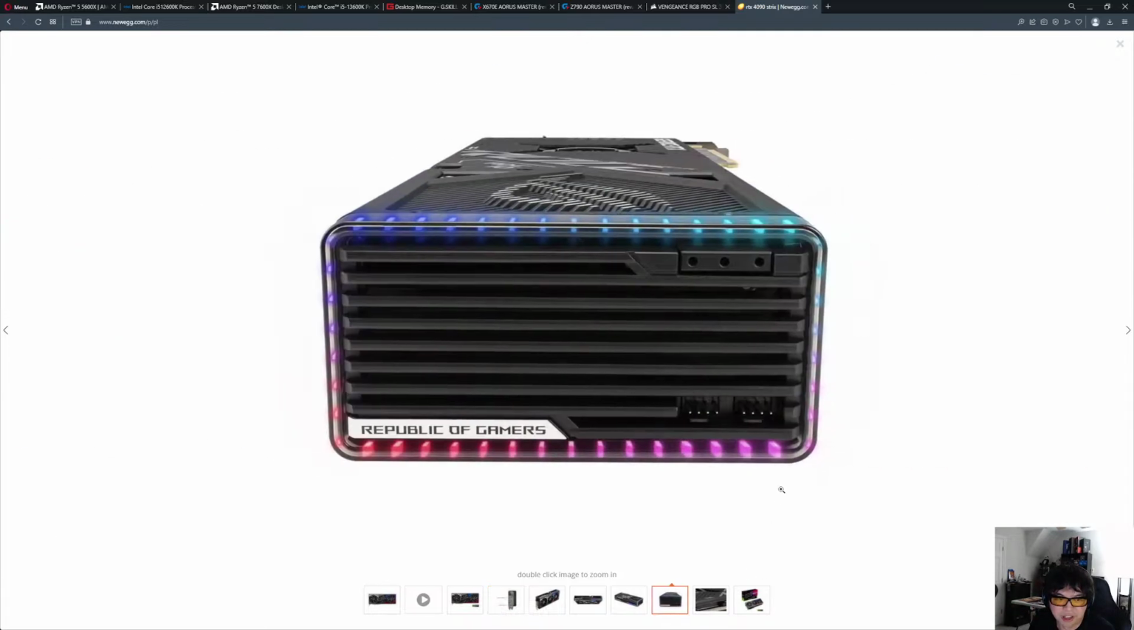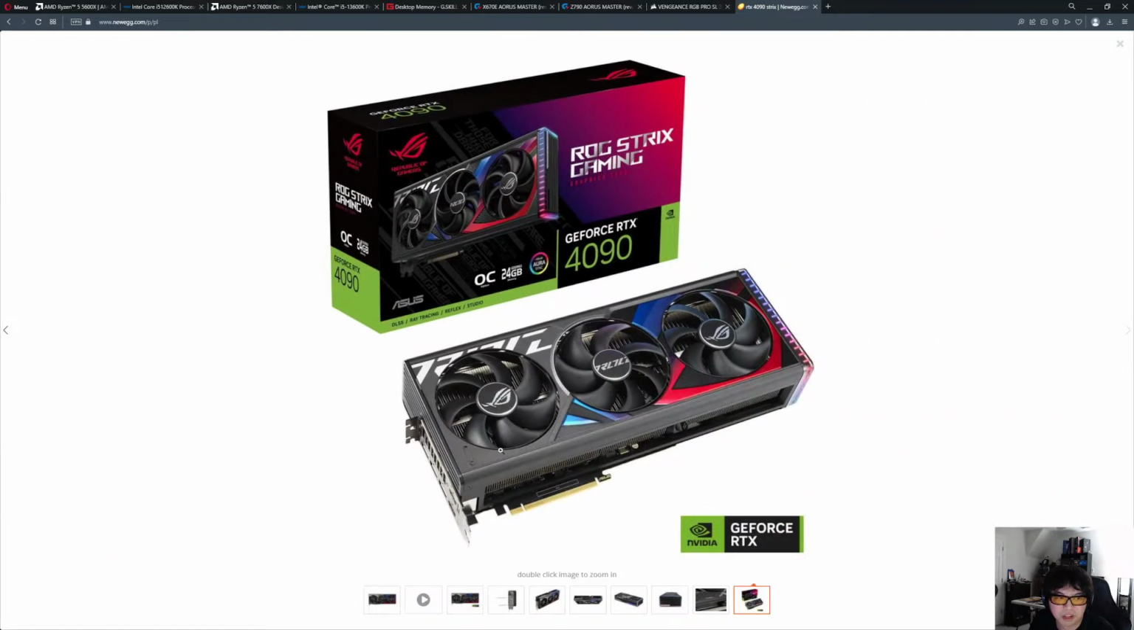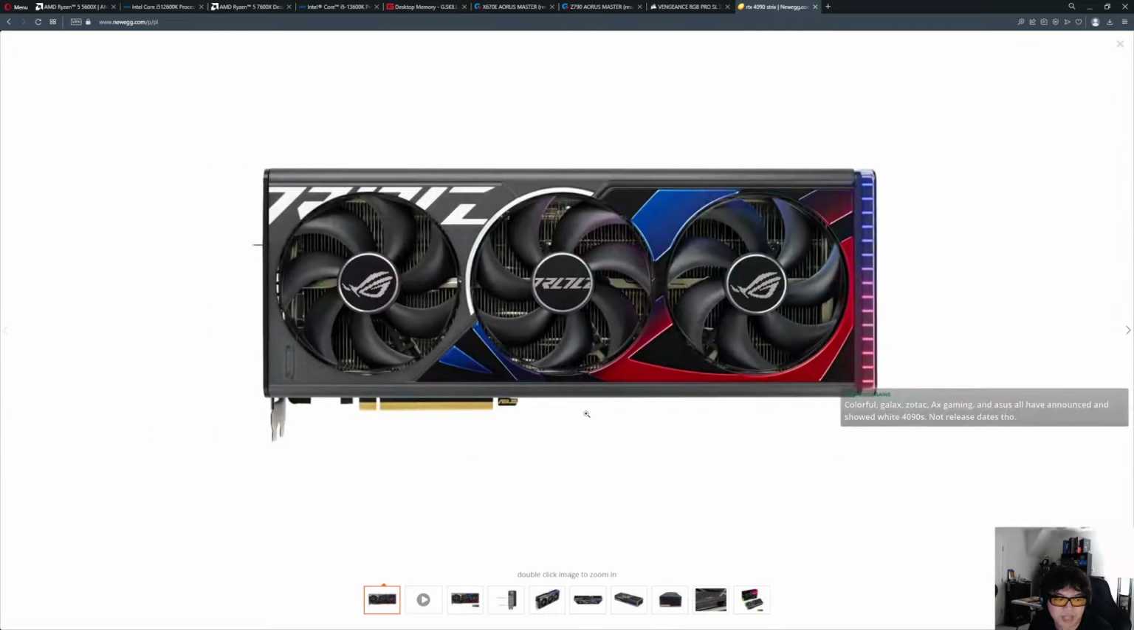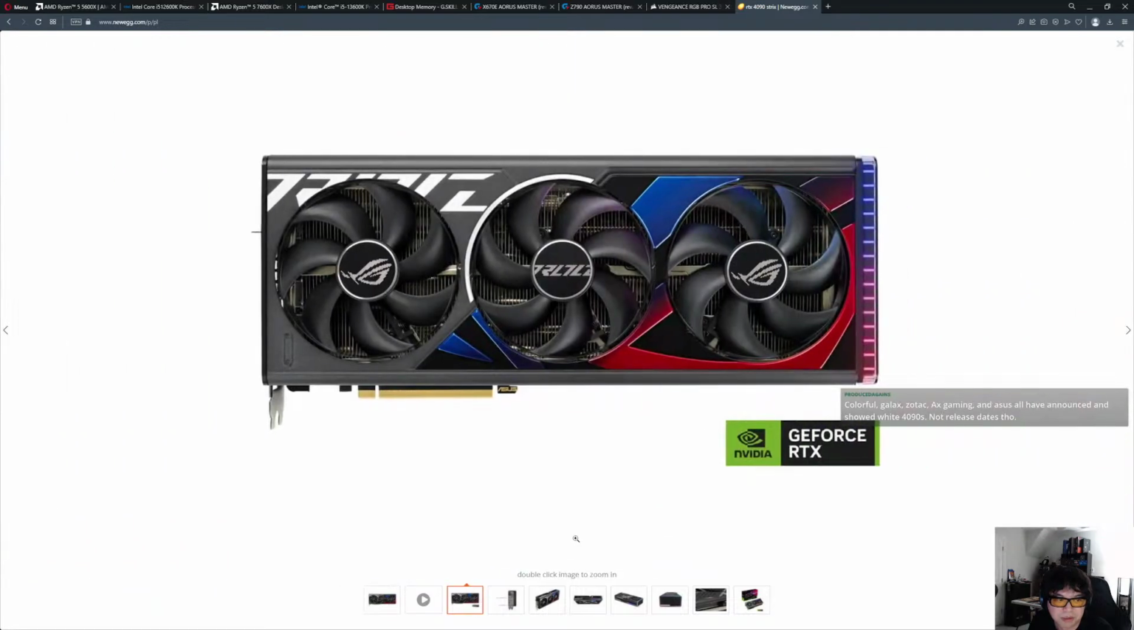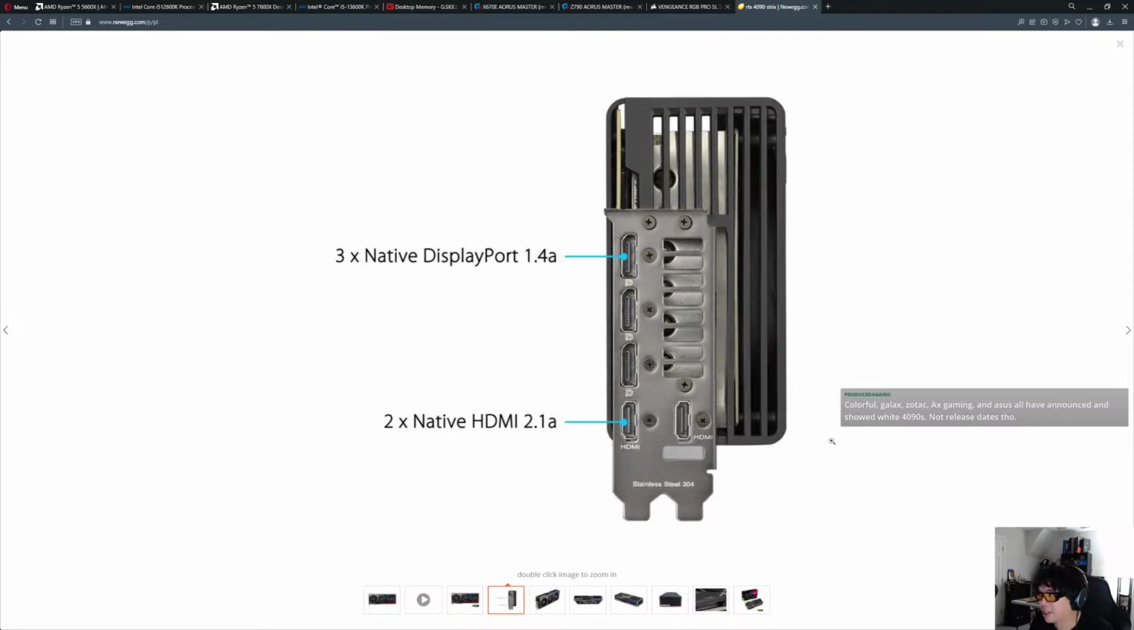So that's just a fail on Asus's part, and that's why I'll never consider this card if I was going to get one of these 4090s. I don't want to have to buy a card that absolutely requires a support bracket. But this one does require a support bracket. It's not optional in my mind. It is a mandatory requirement.